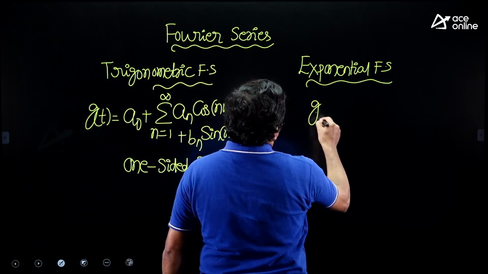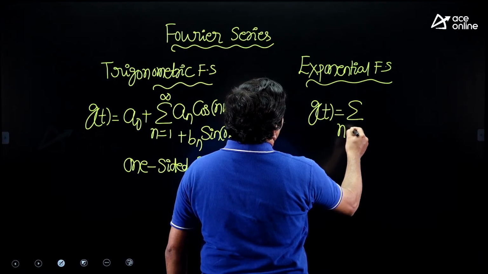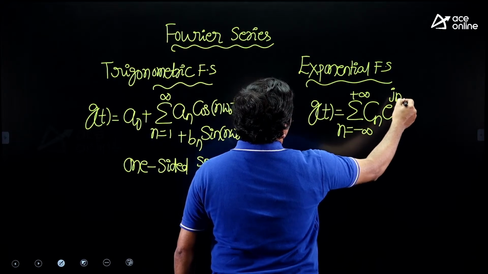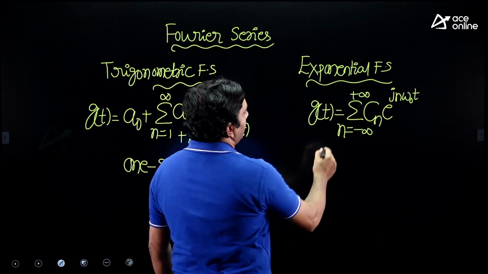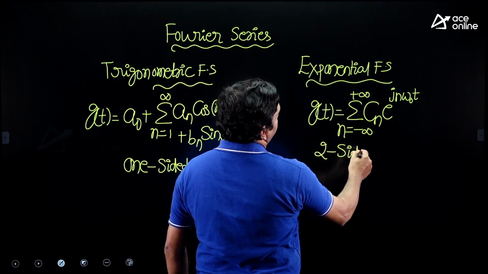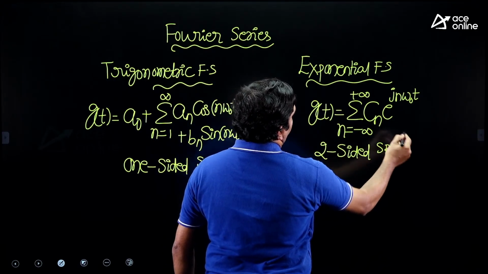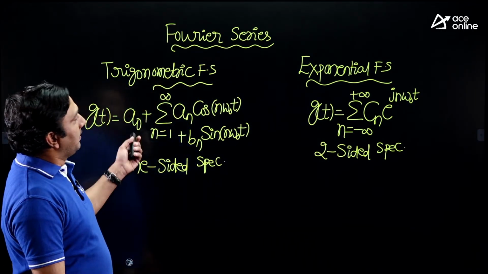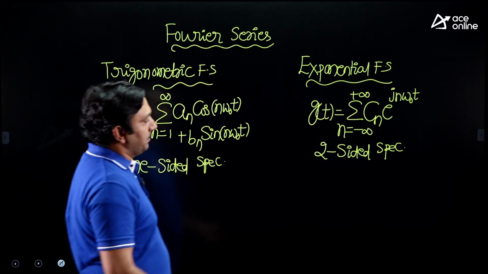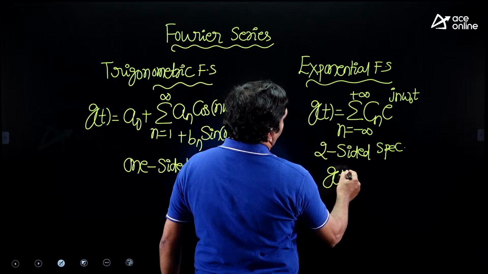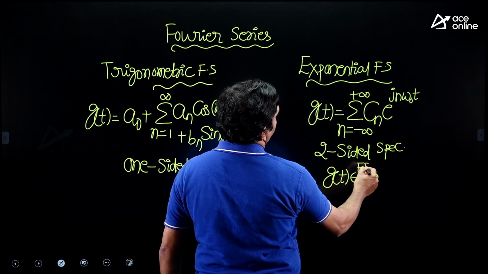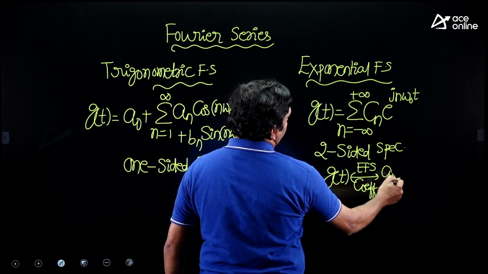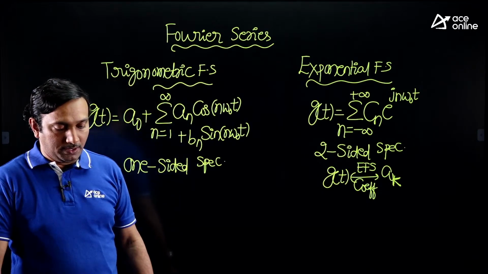But in the exponential series, what is the modification? The summation varies from minus infinity to infinity of Cn e power jn omega naught t. Here we will have a two-sided spectrum, because the summation ranges from minus infinity to infinity. Trigonometric is one-sided, exponential is two-sided. Most exams will denote the exponential Fourier series coefficient, like Cn, sometimes with the symbol AK.